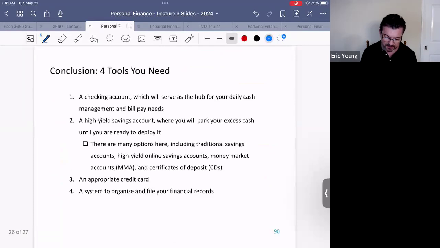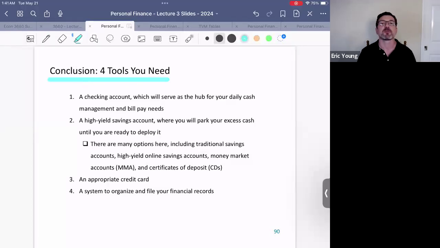The final conclusion part: I opened this lecture with a discussion of the tools for the job, and we've now gone through the jobs. So what are the tools that you need? What are the 4 tools that you need in order for you to do this well? Number 1, you need a checking account. A good, no-fee checking account. This is the hub. It's like the train station for your finances. All your money flows into it from your pay. All your payments go out of it.